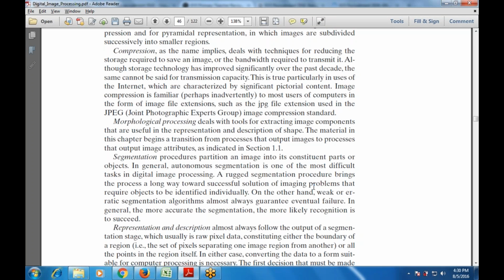On the other hand, weak or erratic segmentation algorithms almost always guarantee eventual failure, whereas good segmentation makes it most likely that recognition will succeed.